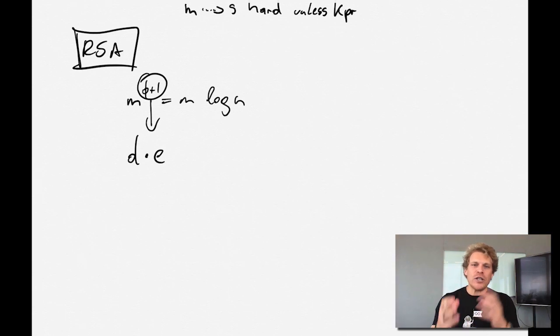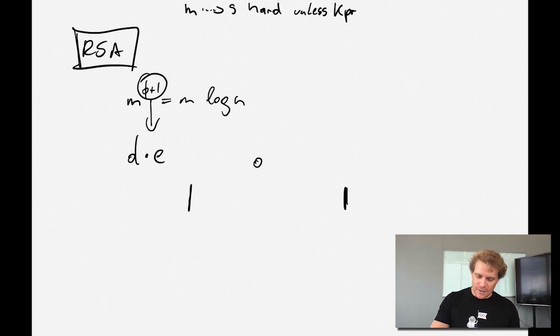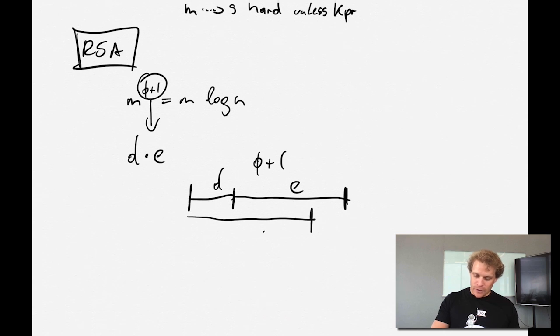And it doesn't matter which step I go first. Do I go the encryption step first or the decryption step first? I always end up at the message if I then go the other step. So if this is the entire stretch and this is phi plus 1, then it doesn't matter if I go here first and this is D and then here is E, or if I go E first and then D. I always end up at the same thing.